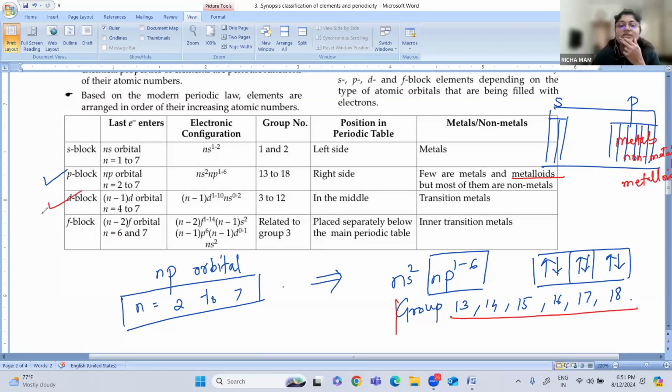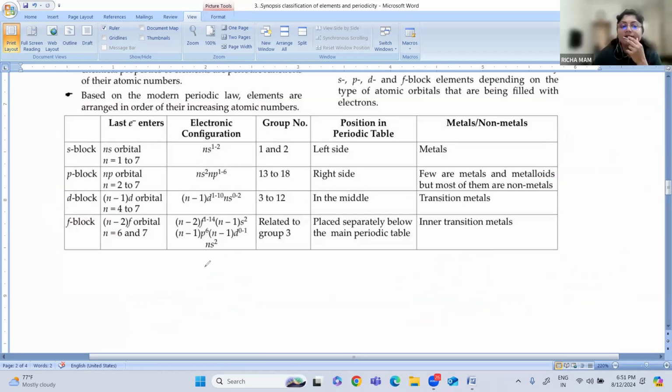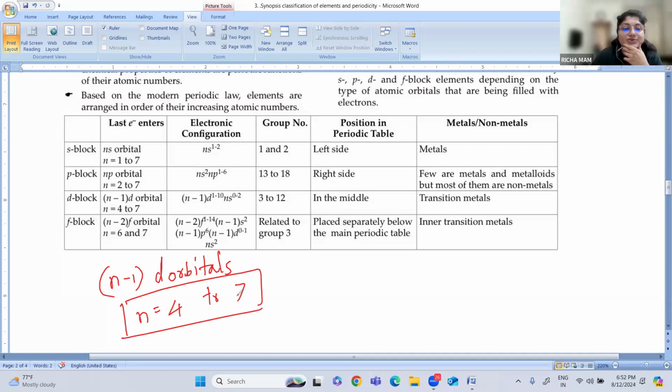Next is the d block element. In the d block element, the last electron will enter into the (n minus 1) d orbital. So the value of n can be from n equals 4 to n equals 7. Remember this.